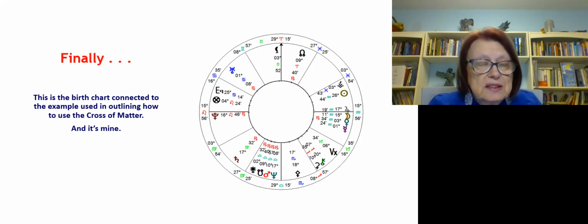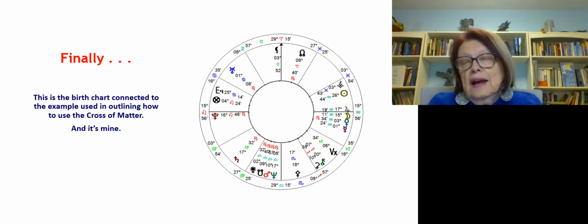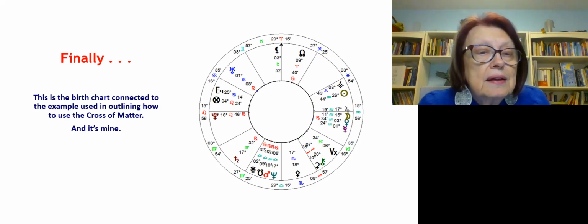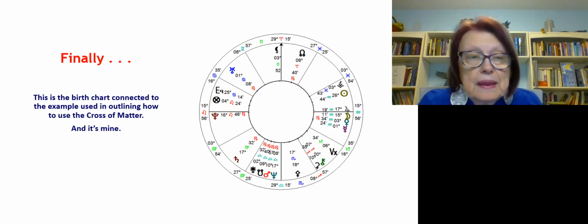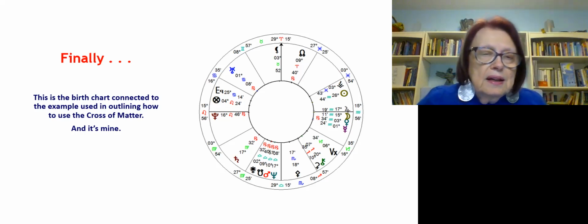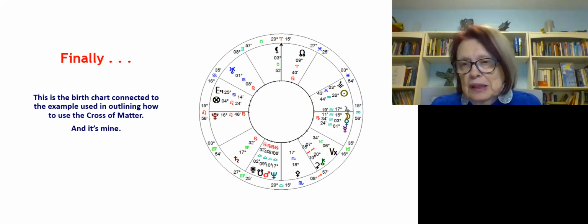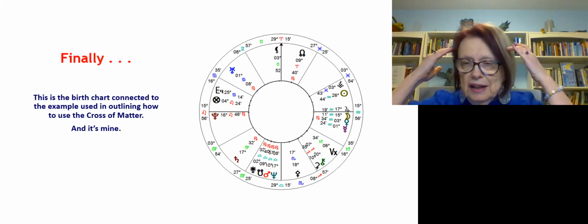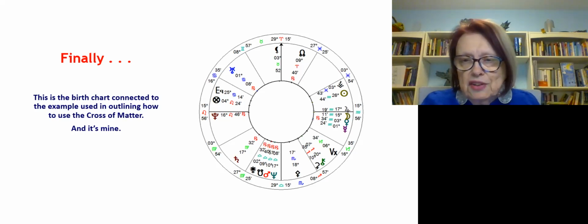So this is the birth chart connected to the example I just outlined, and it's my chart. With a stellium in Aquarius, looking at this really helped me understand a little bit more about my relationship with physical reality. Because often if you have a stellium in Aquarius, depending on the day and the hour, you have a lot of connection to what's going on in your brain, but not necessarily your physical reality.